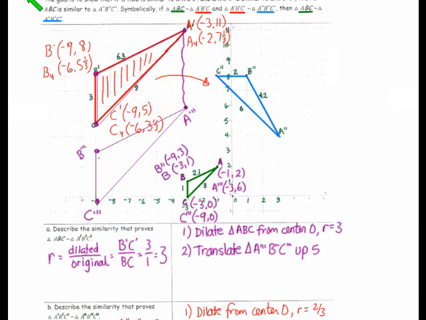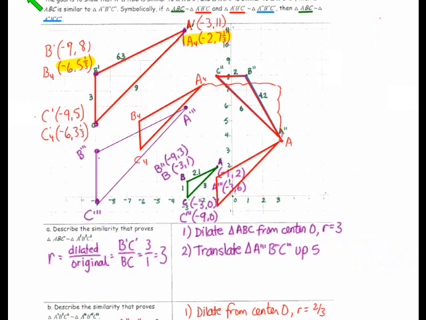The new coordinates that I got are -2, 7 1/3, -6, 3 1/3, -6, 5 1/3. I've dilated the triangle down to the right size. It's triangle A4, B4, C4.